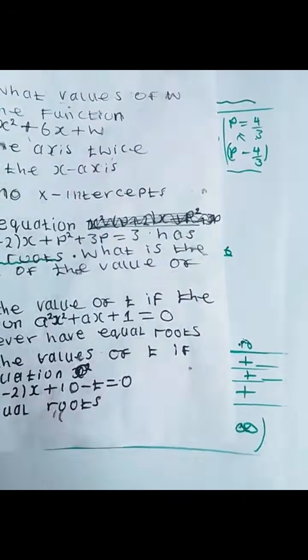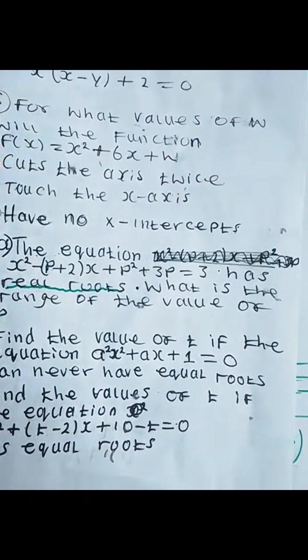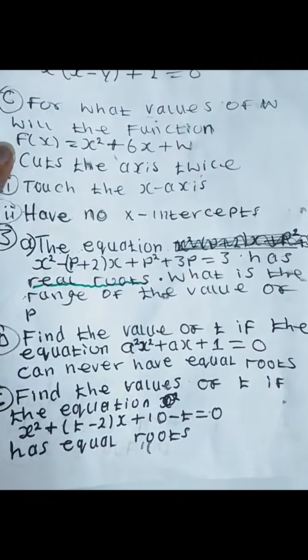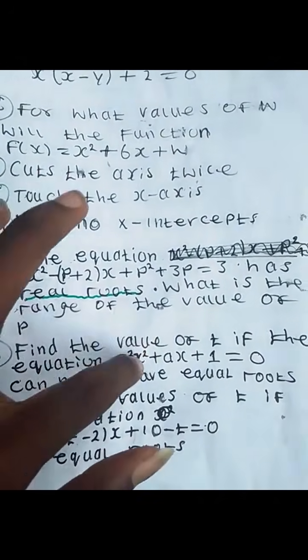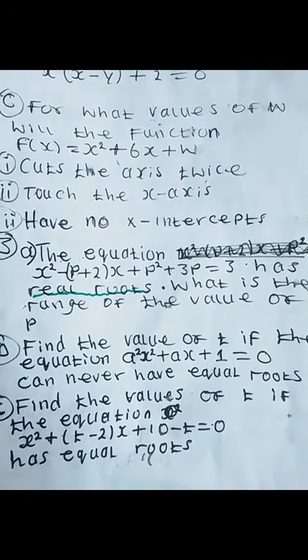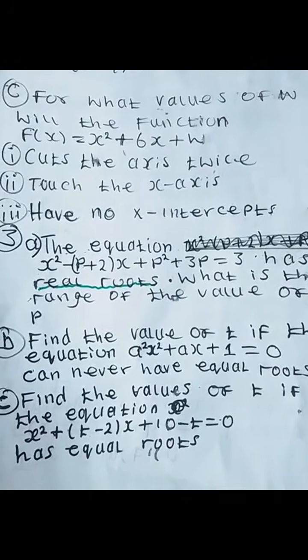So just go and find the values of t if the equation can never have equal roots. Simple, right? I'm sure you know the right equation to use.